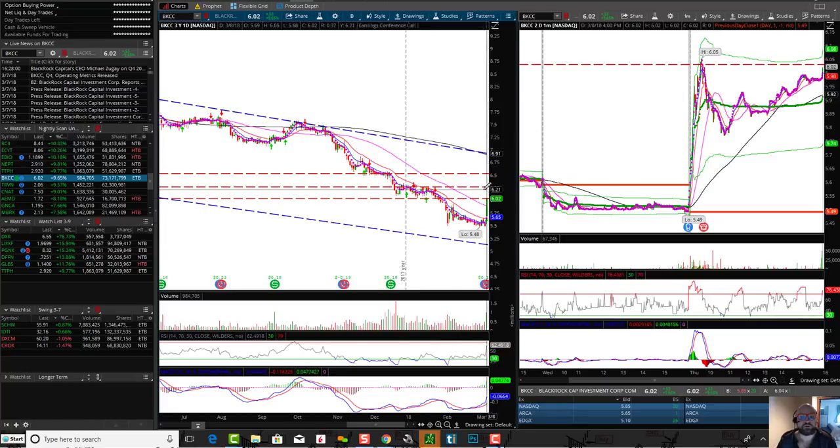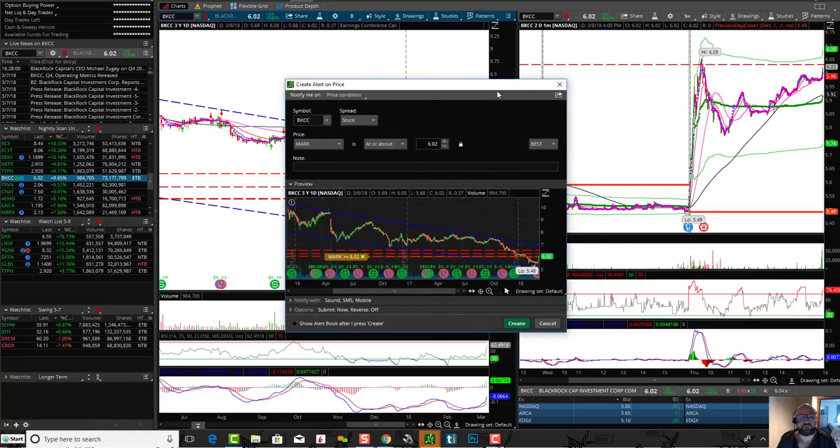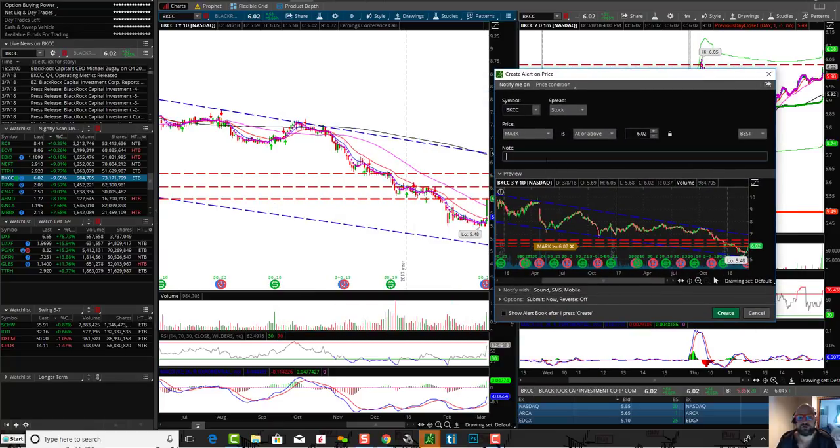Oops. So at or above 6.02, see if continuation, resistance around 6.25 and 6.50, price in middle of down channel.